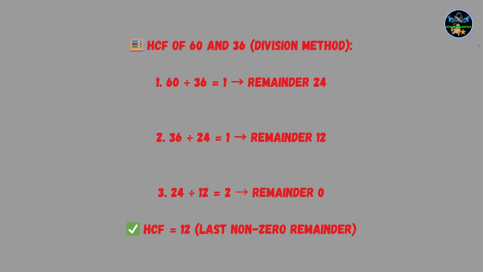Now we will take the previous divisor, that was 36, and divide it by the remainder. We get quotient 1, remainder 12. And now we will take the previous divisor, that was 24, and divide it by 12. We get quotient 2 and remainder 0. So 12 is our HCF.